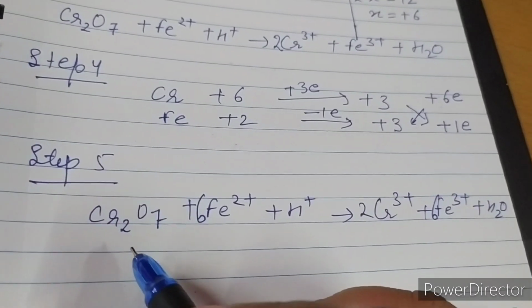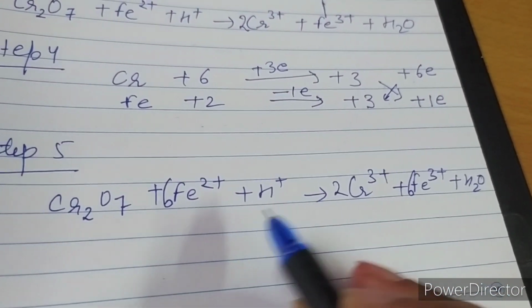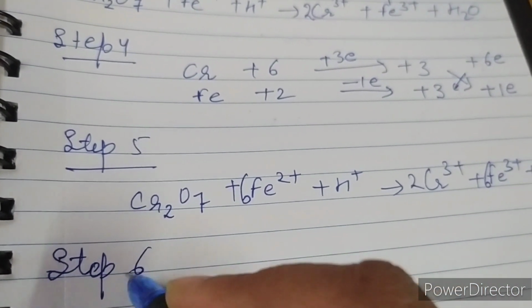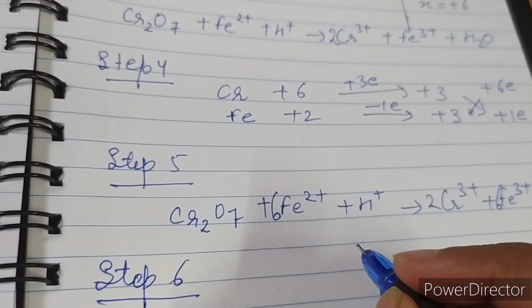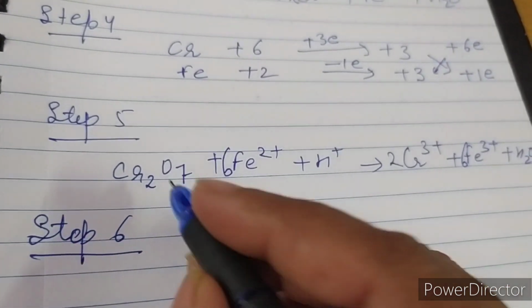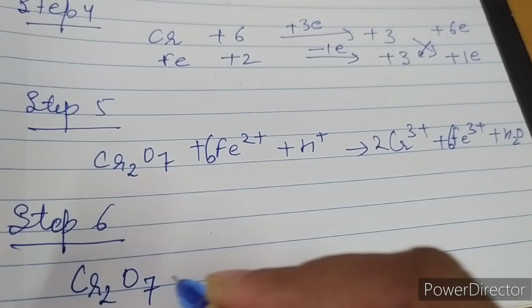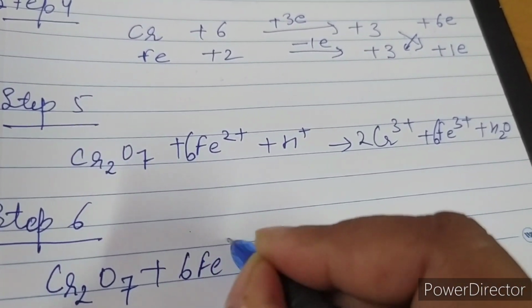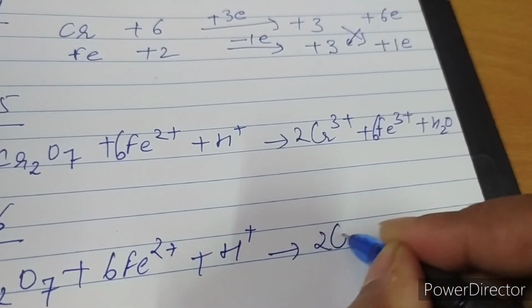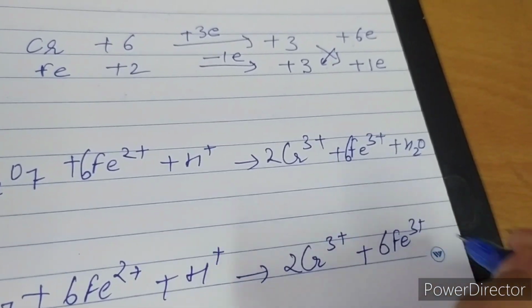Now you can see the atoms other than hydrogen and oxygen are already balanced in this. Chromium is balanced and iron is already balanced. Now next is step 6. Because this equation is being carried out in acidic medium, for balancing the oxygen atoms, again we'll copy the equation: 6 Fe2+ plus H+ will give you 2 Cr3+ plus 6 ferric ions plus water.